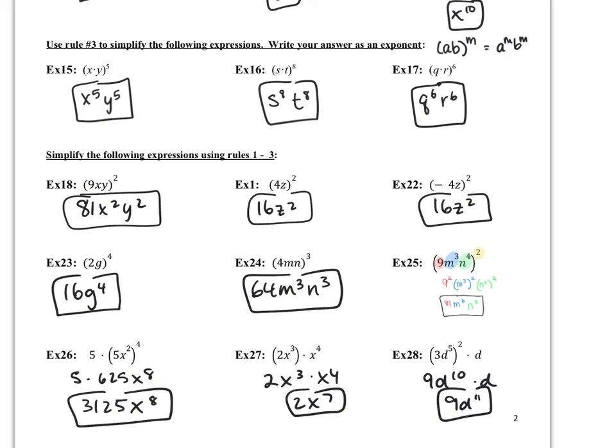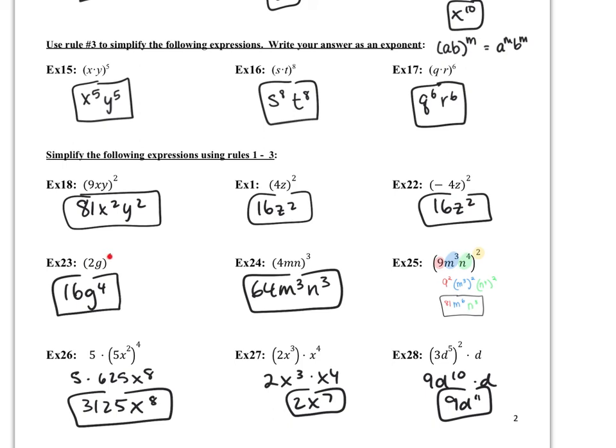In example 18, there's 3 items receiving the 2nd power. 9 to the 2nd power is 81, x to the 2nd power, y to the 2nd power. In this example, 4 is being raised to the 2nd power, which is 16, and then z to the 2nd. Negative 4 is being raised to the 2nd power, which is also 16, because a negative 4 times a negative 4 would be a positive 16, z to the 2nd power.